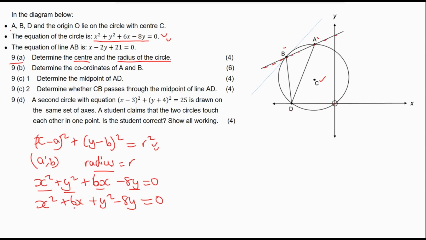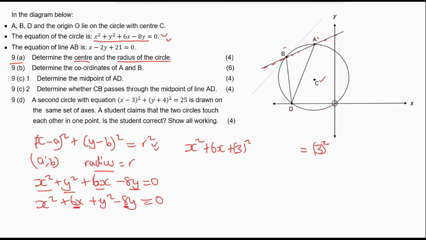Then what do we do? We complete the square. We find half of the coefficient of x, we square it and add it on both sides of the equation. And then we find half the coefficient of y, we square it and add it on both sides of the equation. So let's do that. We have x squared plus 6x, then half of 6 is 3, so we square it and add it on both sides of the equation. So it's going to be plus 3 squared, and then plus 3 squared.